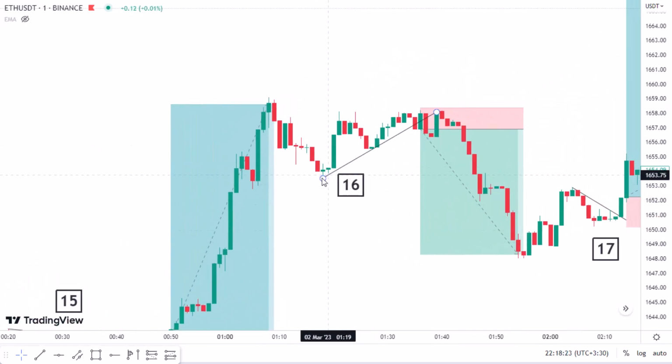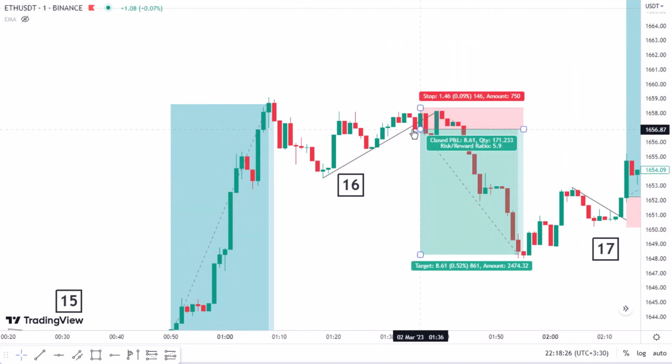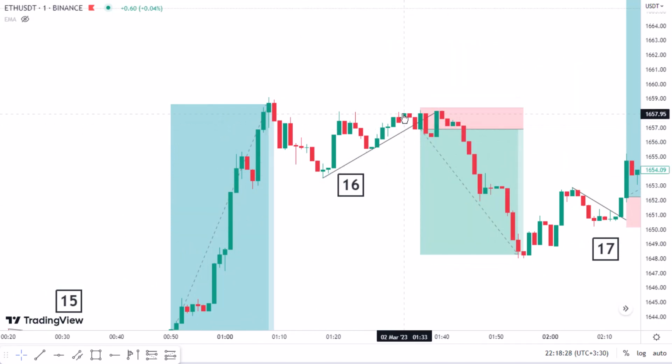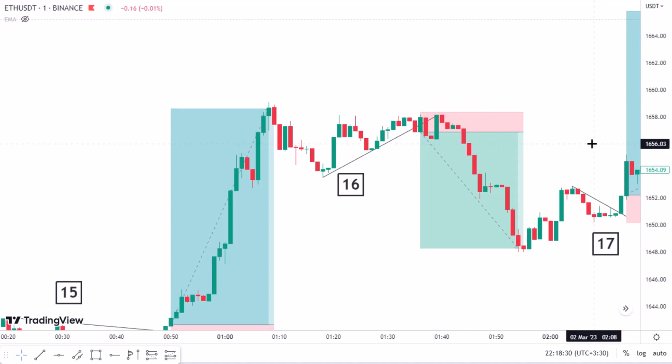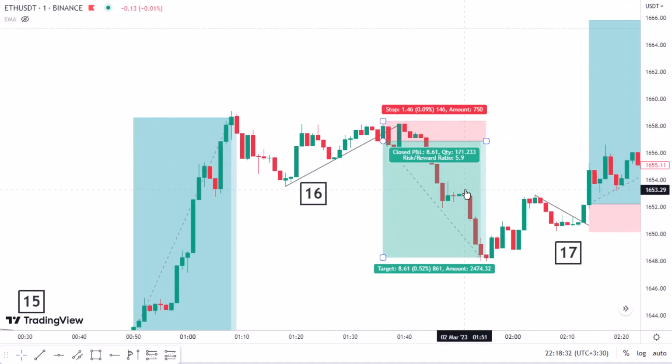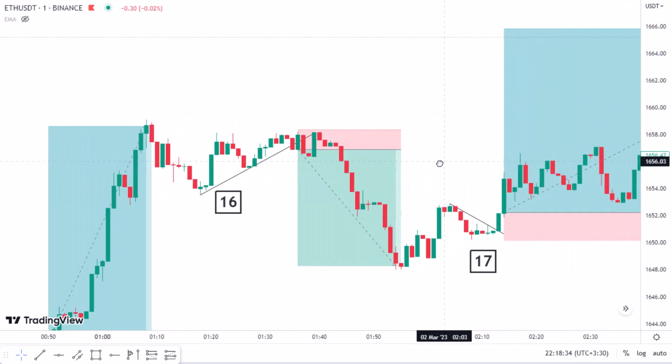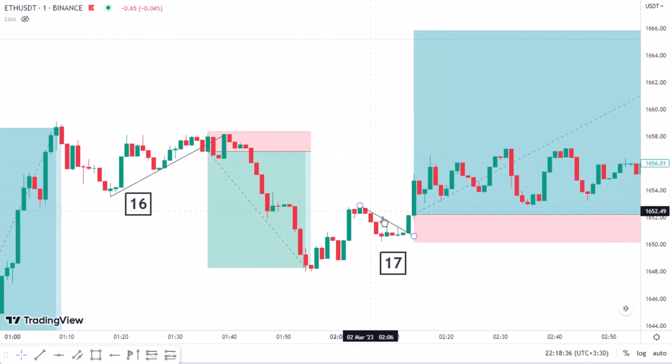On the trade 16 we have a trend line here which is broken with this red candle. We enter the sell position, put our stop loss somewhere safe, and it gives us a reward of a bit lesser than 6. On the last position we have a trend line here with 2 touches.